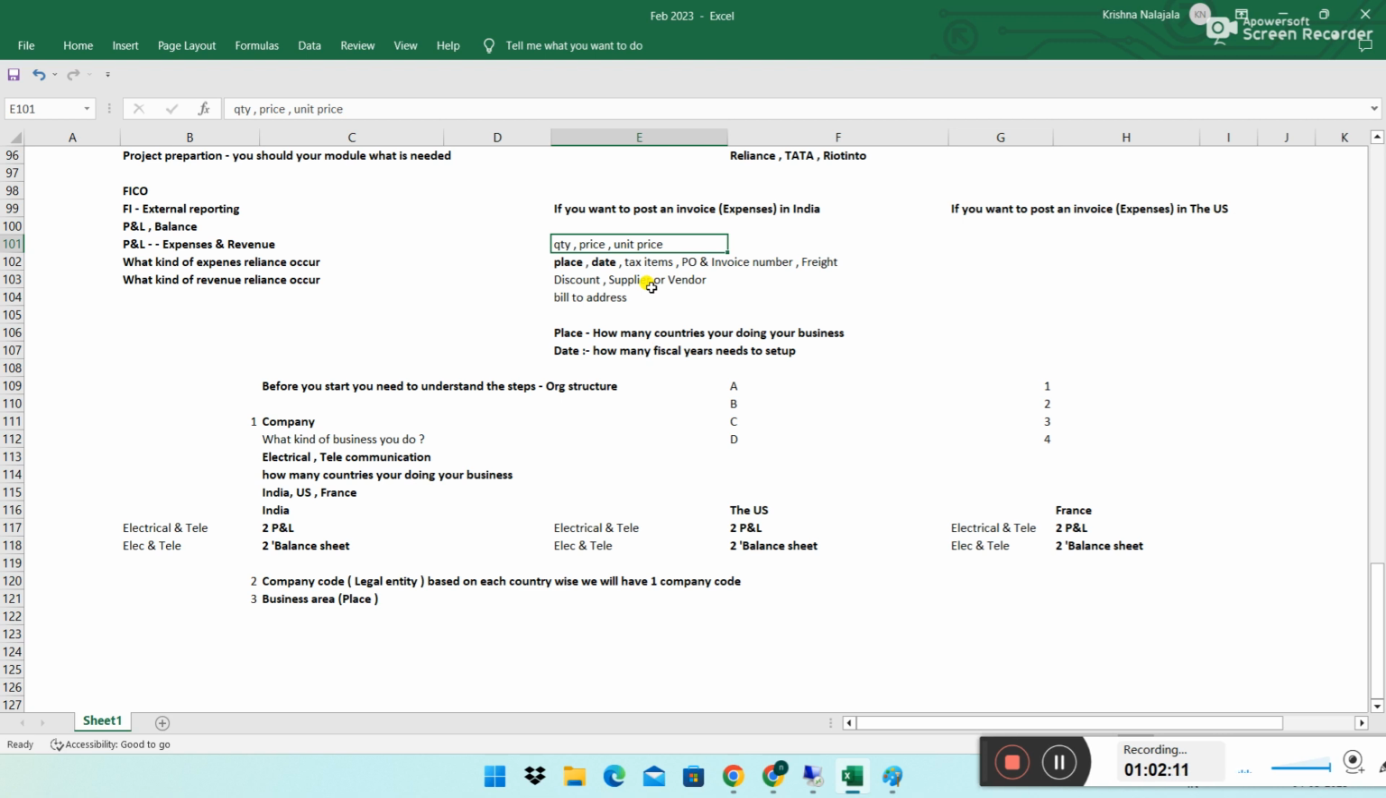Likewise, you can understand revenue also. Maybe from Hyderabad I'm getting so and so revenue. Got it? These are the places. We have not finished it yet. The third element we'll talk about.